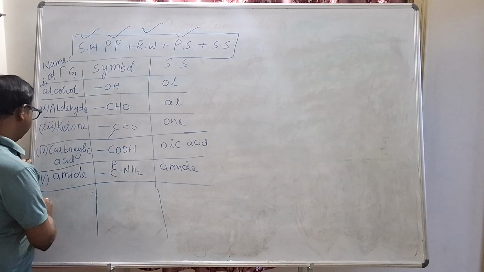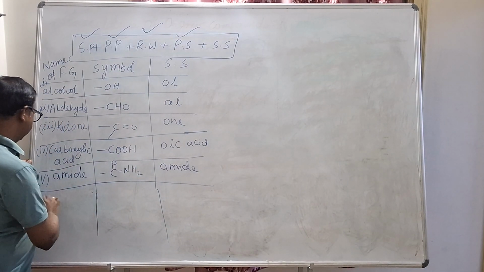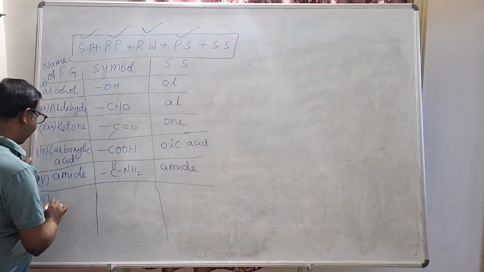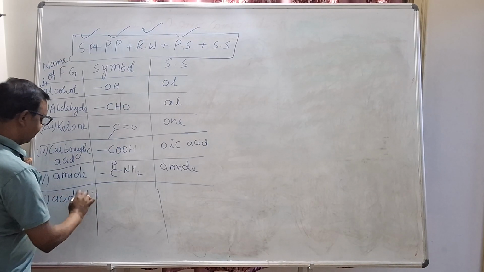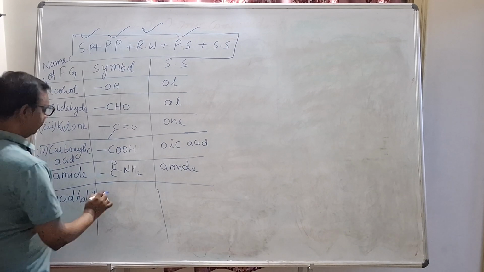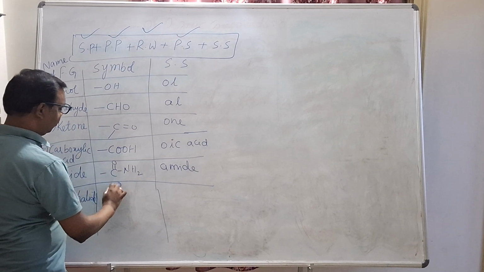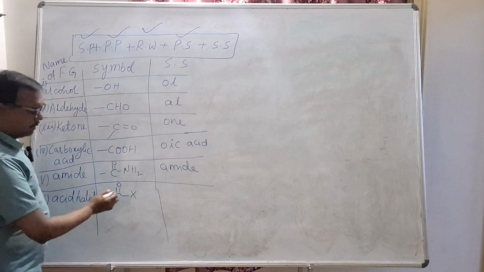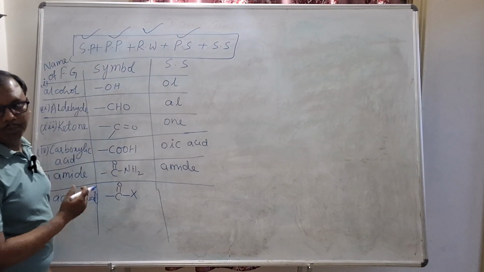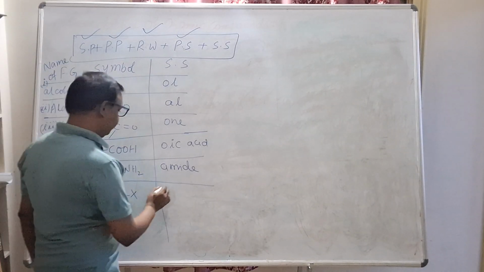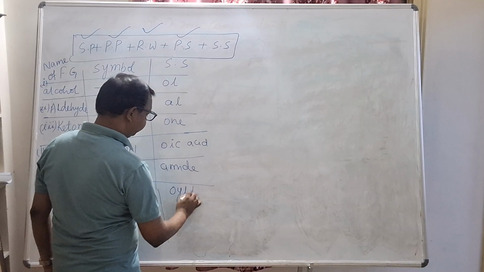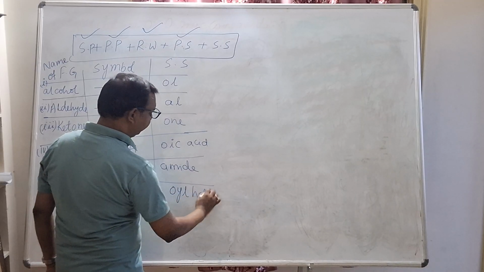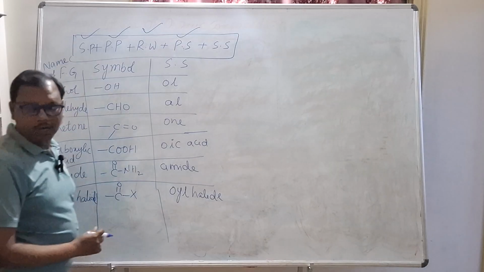The sixth one is acid halide. Acid halide means C double bond O X, where X can be chlorine, bromine, or iodine. Therefore, it is written as oyl halide. We say oyl halide. Are you getting?